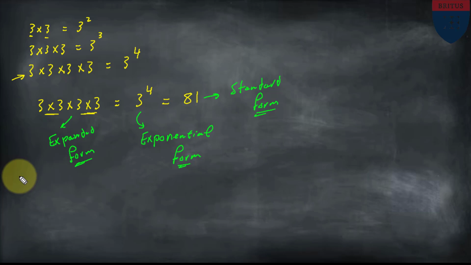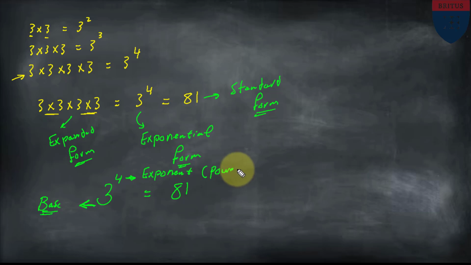Okay? So, mister, what about the exponential form? This form is the new form. 3 raised to the power 4 is equal to 81. 3 is called what? The larger number in handwriting. It's called base. And what about the top number, the small number in handwriting? It's called exponent, or power, or index. So we will use exponent or power.